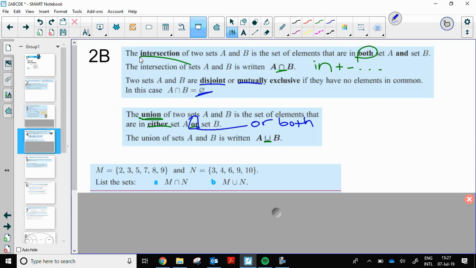M intersection N. So we look for all of the elements that are in both of these. I see a 3 is in both of them. I see a 9 is in both of them, and that's pretty much it.